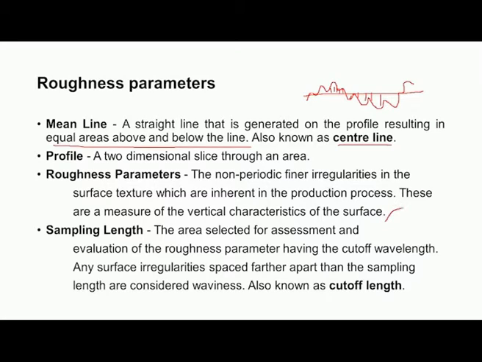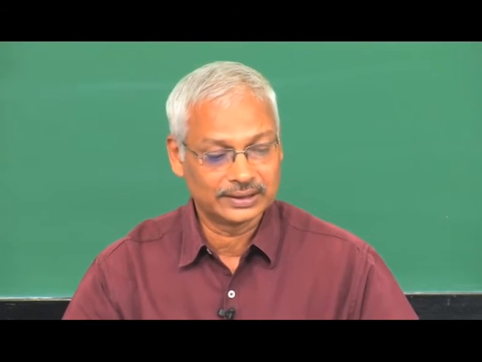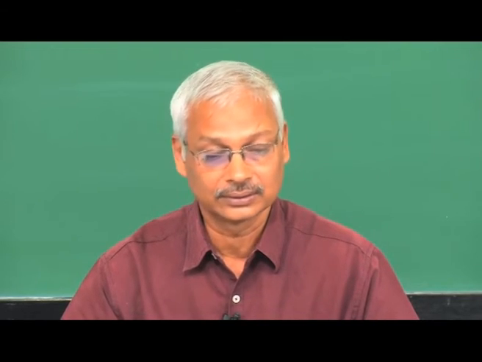It is something like, say we have some wavy profile like this. We take a small portion of this and then we enlarge this to get the roughness profile. This length that is selected is known as cutoff length. This cutoff length selection depends upon the machining process used, and depending upon the machining process that is used, we select the sampling length.